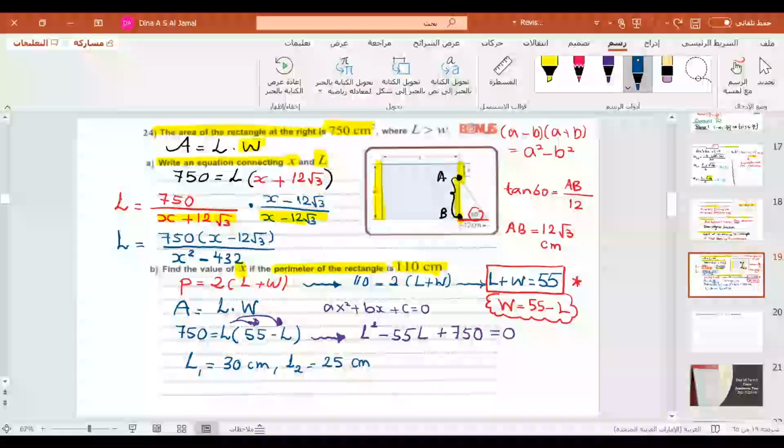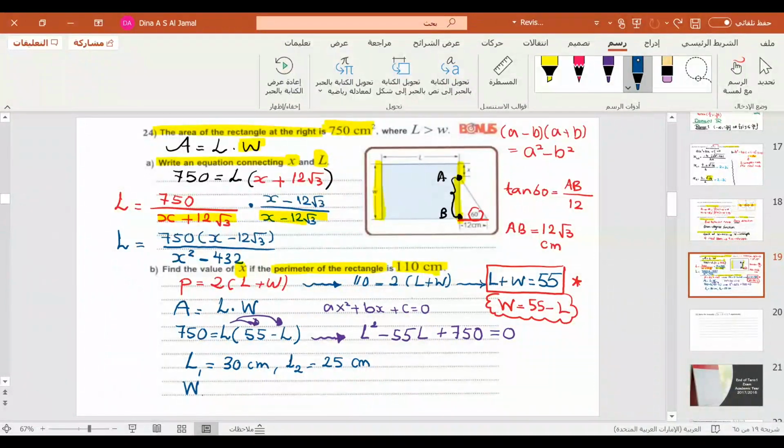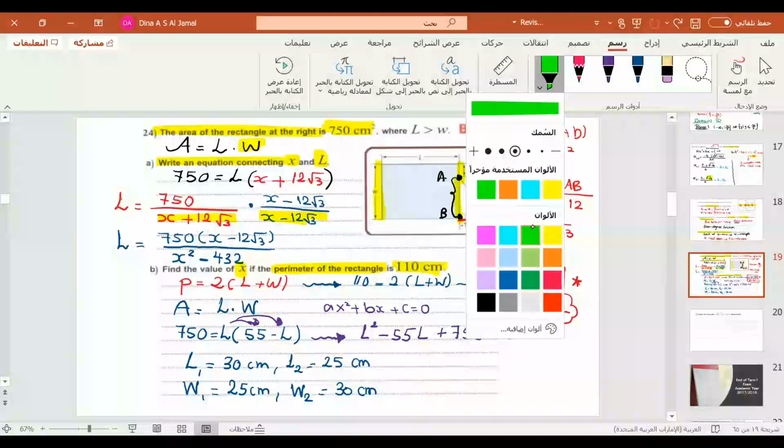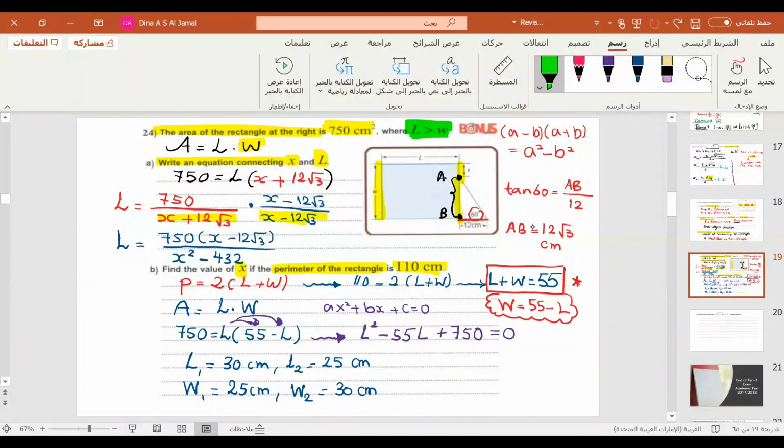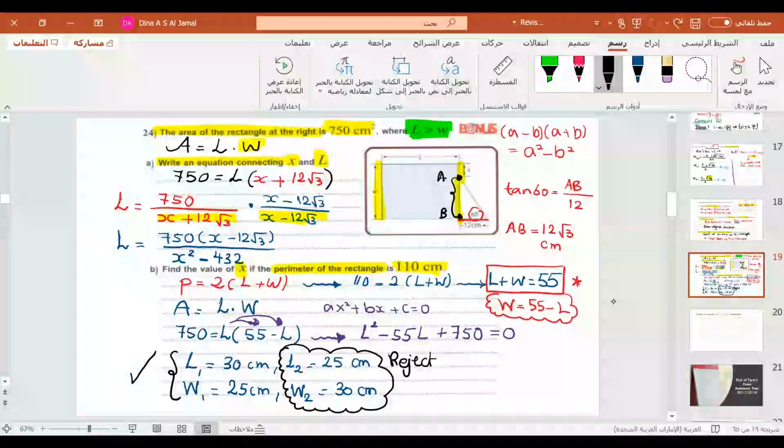And with substitution, if you substitute it here, it will be 25 centimeter. Here, it will be 30 centimeter. Now, look at the limitation in the question. He told you L must be bigger than W. That means you must reject these two because it is not satisfying the question. Rejected. And these ones, I can accept them.